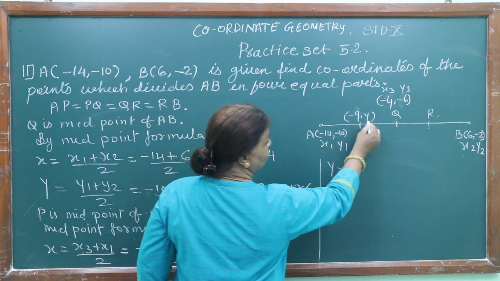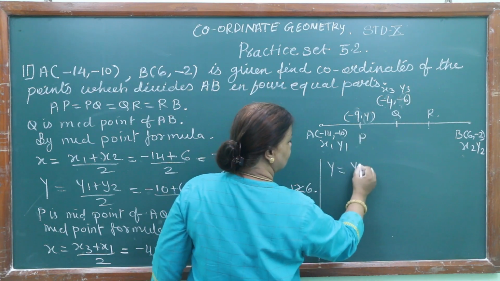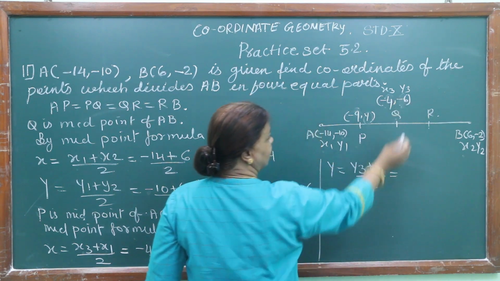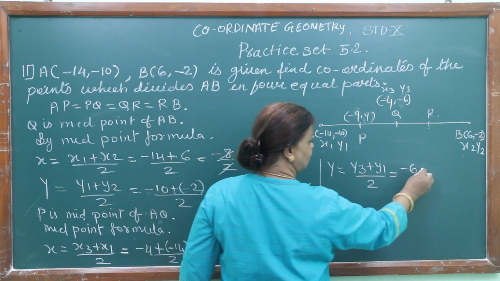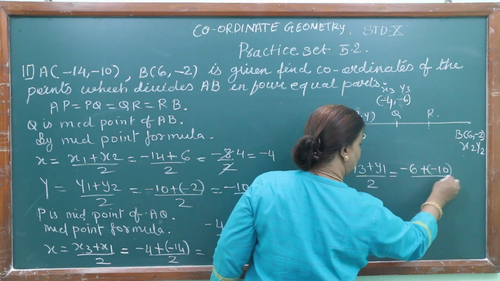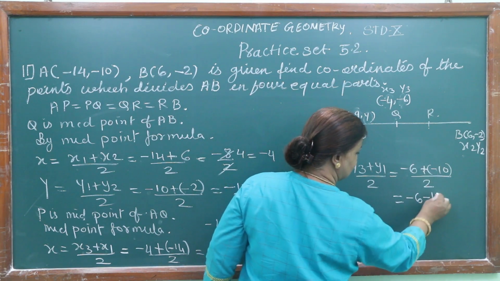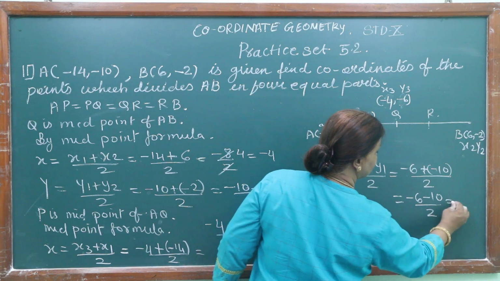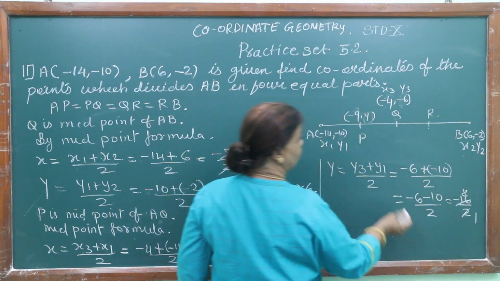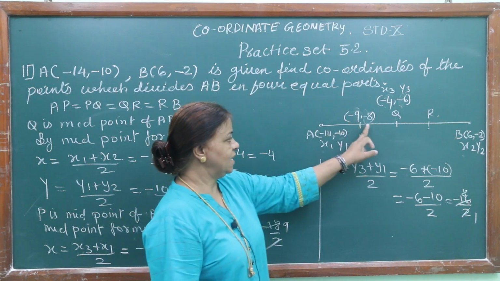Y is equal to, now this point I want to find out, y3 plus y1 upon 2. Place the value. y3 is minus 6 plus y1 is minus 10 upon 2, which is equal to minus 6 plus minus 10 upon 2, which is minus 16 upon 2. 2 1s are, 2 8s are, so it will be minus 8. So P coordinate we got as minus 9 and minus 8.